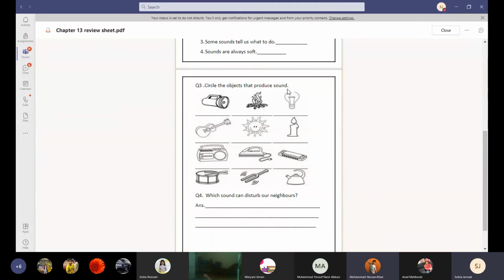Circle the objects that produce sound. Which produce sound? Is there anything which produces a sound? A bulb or a torch or a fire? No. What makes the sound? Here, yes, we can have a guitar used to make sound. Piano and radio, yes, they make sound. Here is a drum and this musical instrument also makes sound. But in the first one, we cannot circle anything. There is no sound in a torch, a fire, or a bulb.